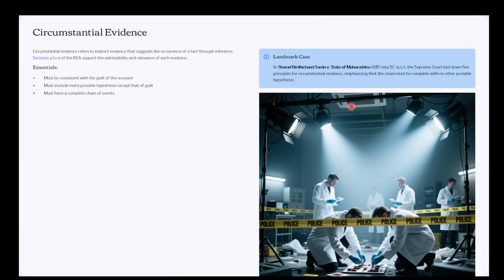In this particular landmark case, we will see Sharad Birdhichand Sarda versus State of Maharashtra. The Supreme Court laid down five principles of circumstantial evidence, emphasizing that the chain must be complete with no other possible hypothesis. This is about circumstantial evidence. It is indirect evidence.